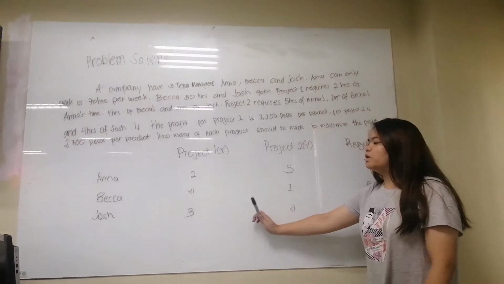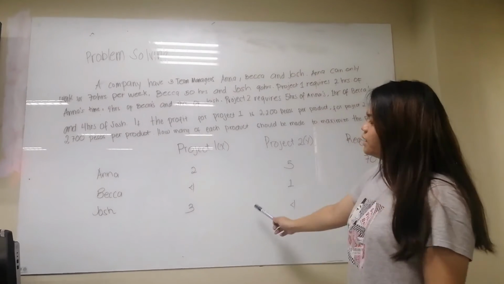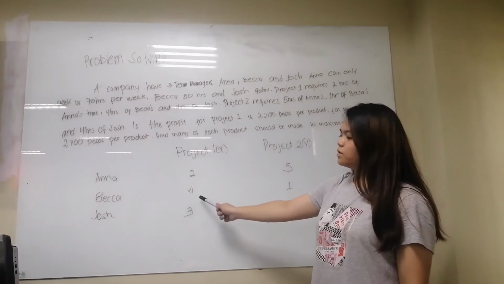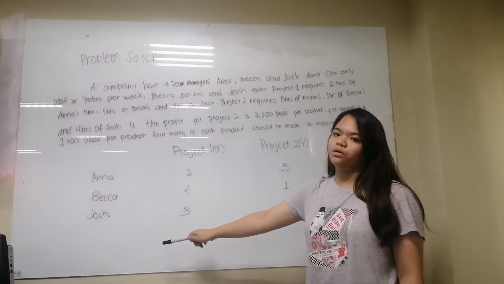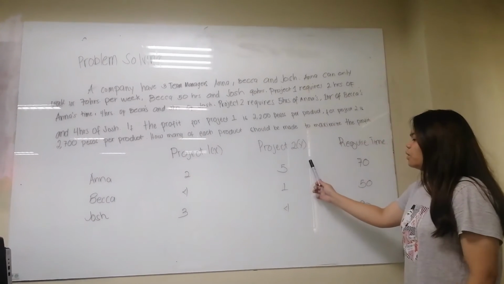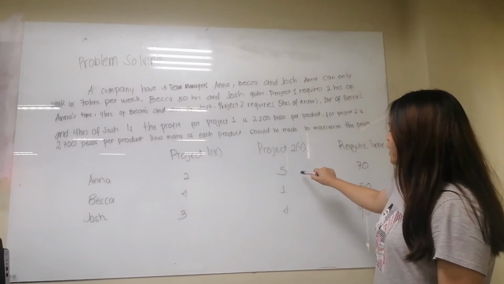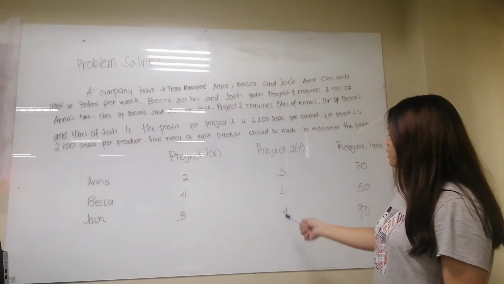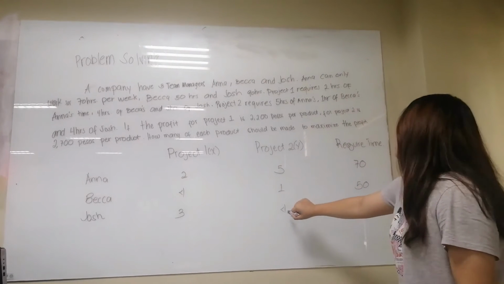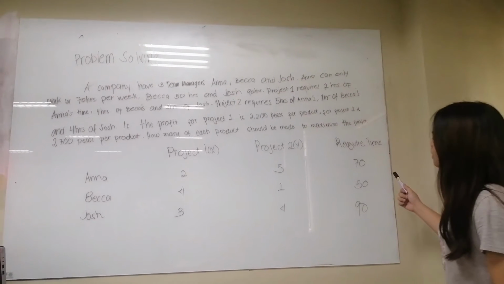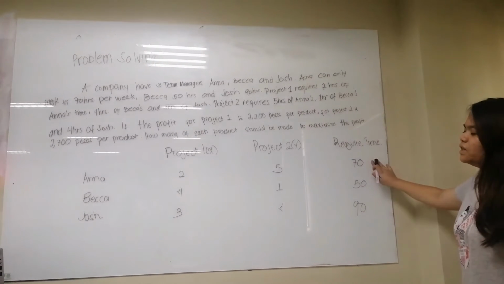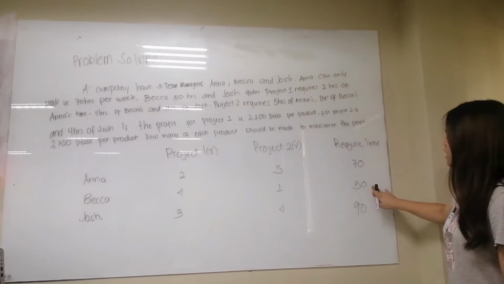So here is the table that we constructed. For Project 1, Anna requires 2 hours of her time, Becca 4 hours of her time, and 3 hours for Josh. While on Project 2, Anna requires 5 hours of time, Becca is required for 1 hour of her time, and Josh 4 hours of his time. The required time per week for Anna is 70 hours, for Becca 50 hours, and 90 for Josh.